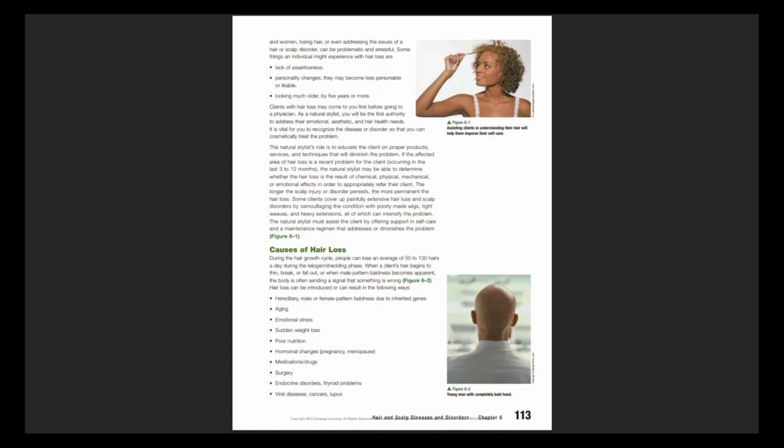Causes of hair loss. During the hair growth cycle, people can lose an average of 50 to 100 hairs a day during the telogen/shedding phase. When a client's hair begins to thin, break, or fall out, or when male pattern baldness becomes apparent, the body is often sending a signal that something is wrong.